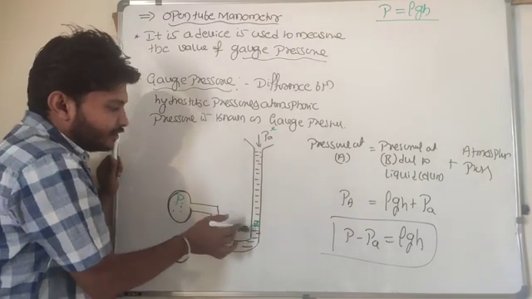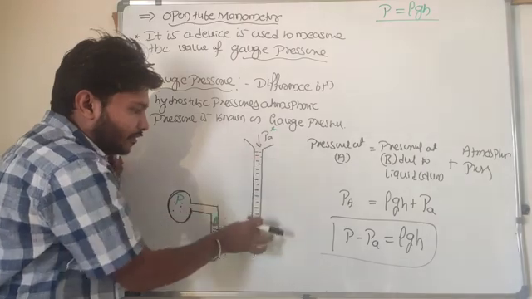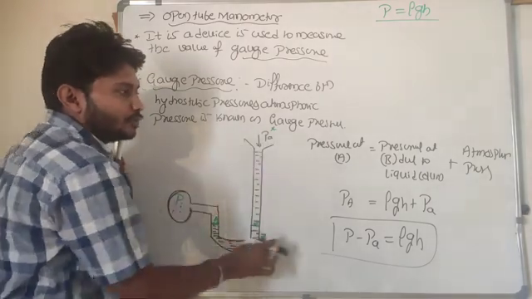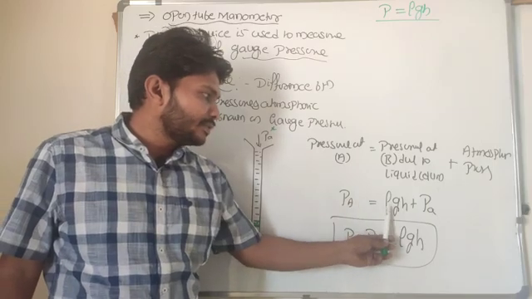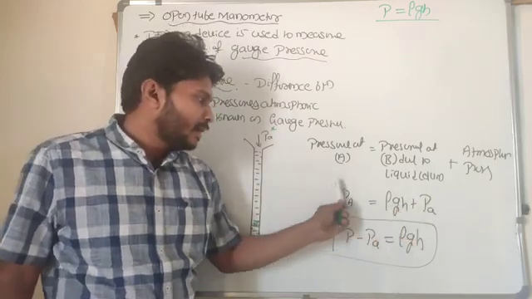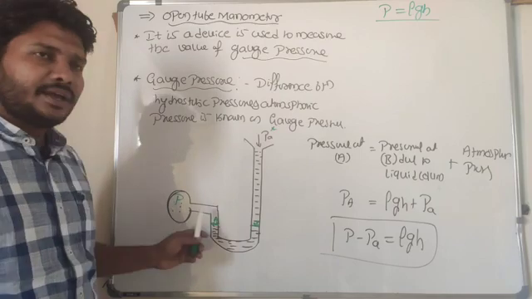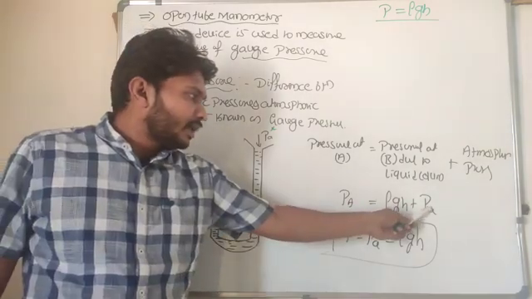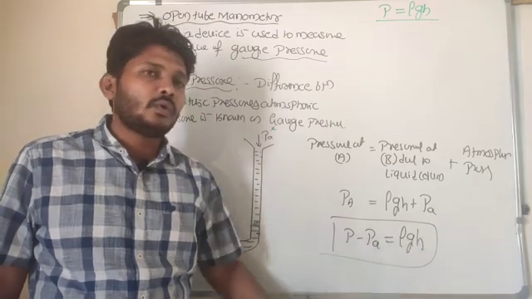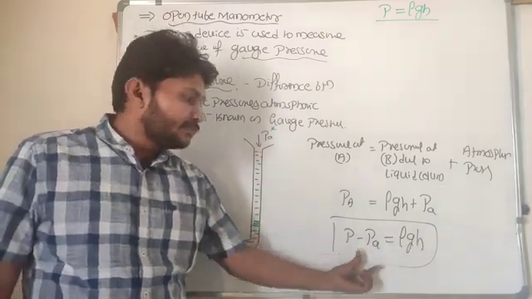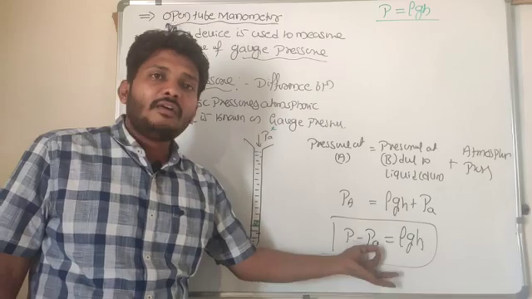Pressure at point A is equal to pressure at point B due to the liquid column plus atmospheric pressure. The mathematical expression is P of A equals rho g h plus atmospheric pressure. Pressure at point A is nothing but P. If I take the atmospheric pressure to the left side, P minus atmospheric pressure is equal to rho g h. So this is the required expression to measure the value of gauge pressure.